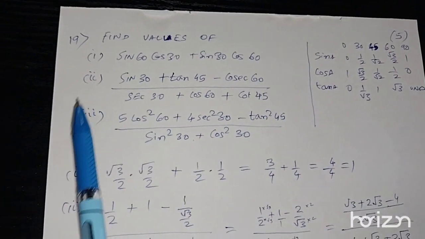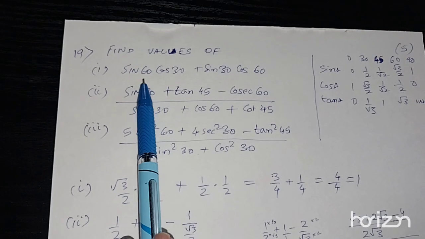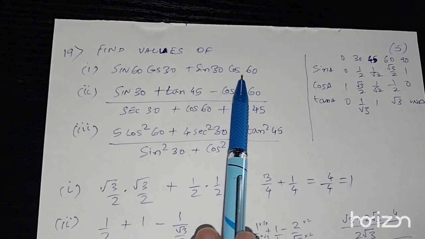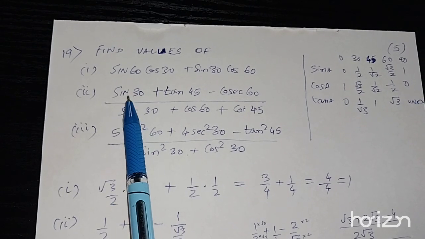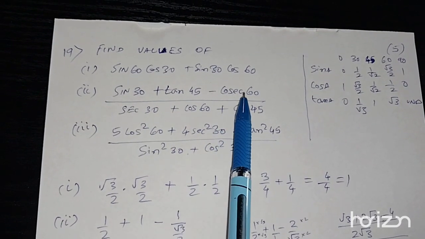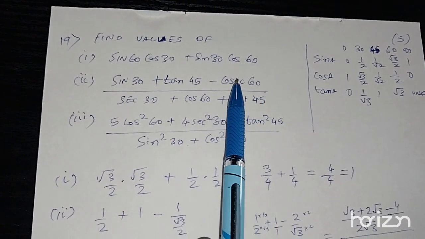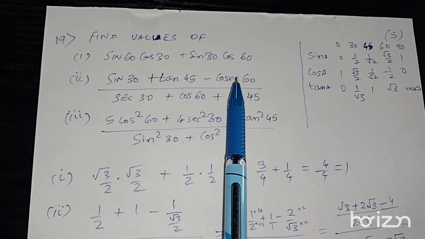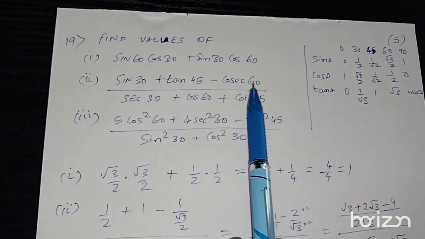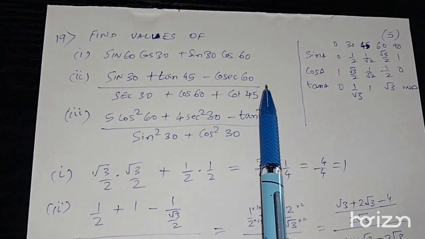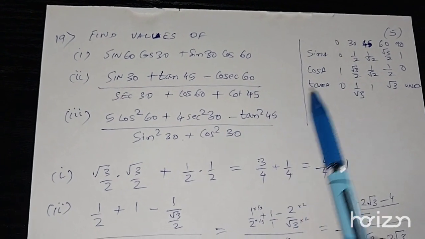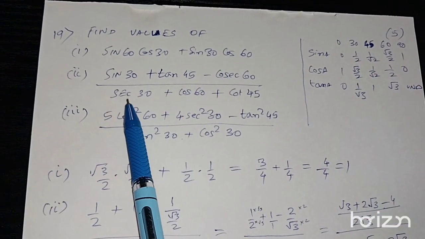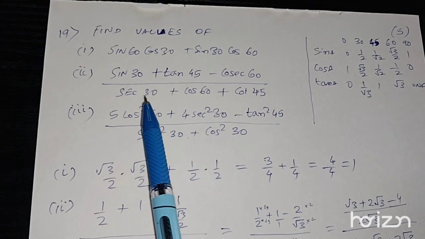Let's say we have this problem where it says find values of sine 60 into cos 30 plus sine 30 into cos 60. Okay. Second problem is find the value of sine 30 plus tan 45 plus cosec of 60. See, even though you don't know the cosecant of 60 degree, you know that cosecant is 1 upon sine. Okay. So you take cosecant 60, make it 1 upon sine of 60 and then substitute that value.